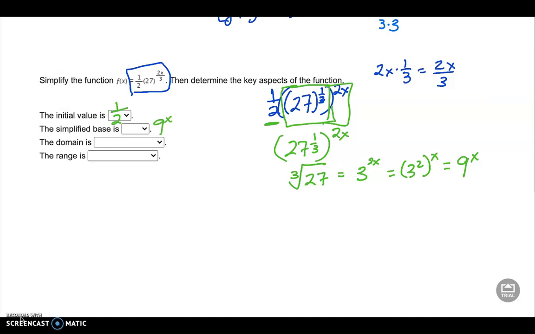And then the domain, again, is going to be all of our real numbers, and the range is going to be the y values such that y is greater than 0.